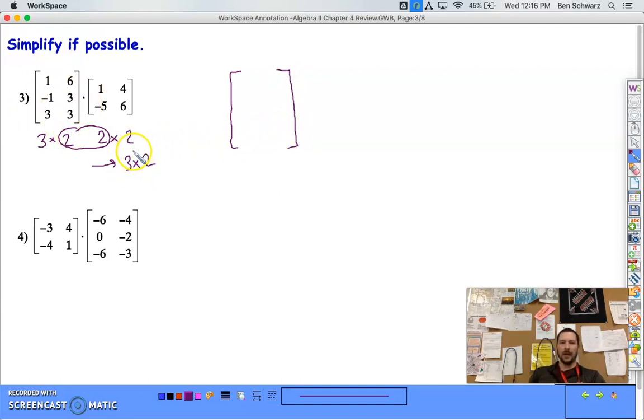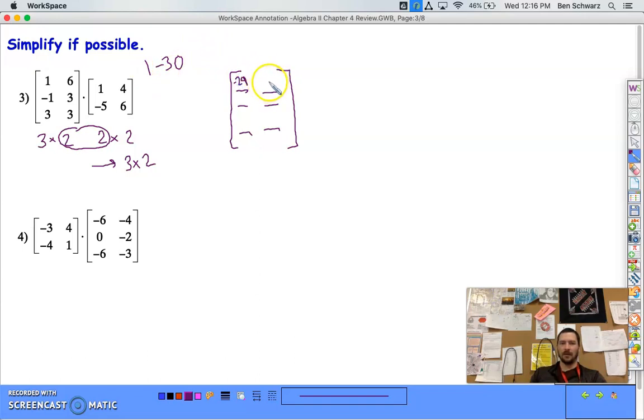When you multiply matrices, sometimes it helps to give yourself the spaces that you're going to need so you can keep everything organized. Hopefully my handwriting isn't too sloppy today. All right, so if we want row 1, column 1, we're going to take row 1 times column 1. So we got 1 times 1, which is 1, and then 6 times -5, which is -30. We add those and get -29.